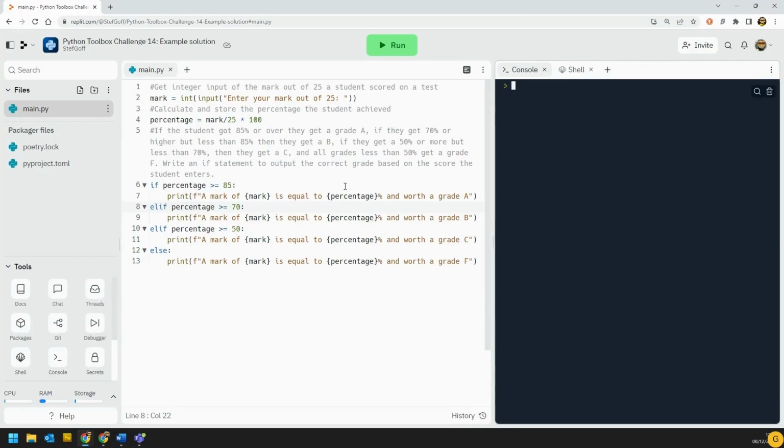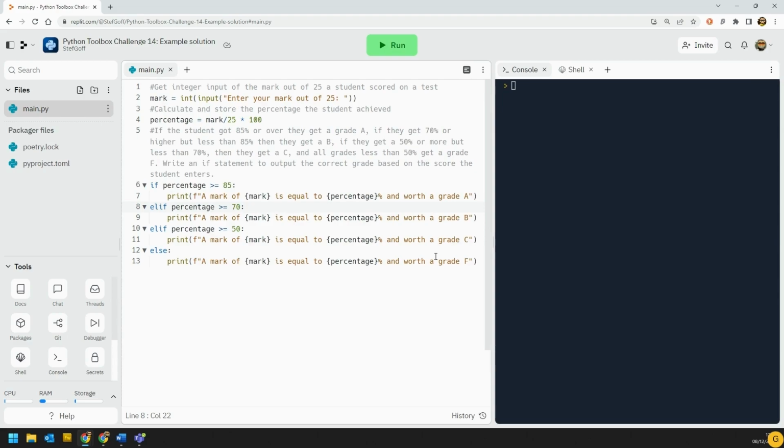Okay, and in this final challenge, what you had to do was get a person's mark from an exam out of 25 as integer input, so int input, and then we're calculating a percentage, so it's the mark they got divided by what it was out of, 25, times by 100. And then as we come down to the bottom here, what we're looking to do is check against the percentage, not against the mark. Now, if you just output grade A, grade B, that's okay, but you can see it's a bit better if you put out a more meaningful statement to the user.